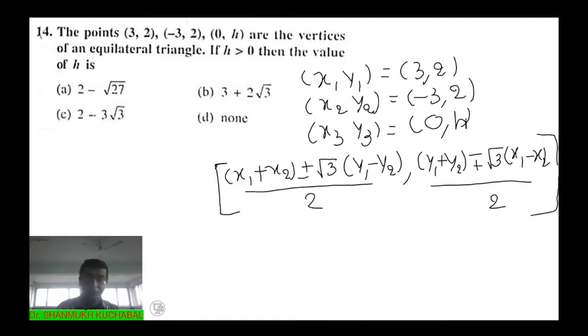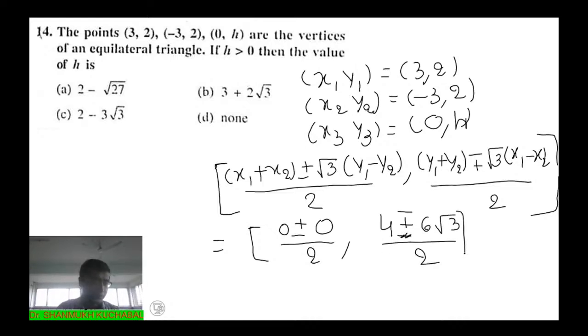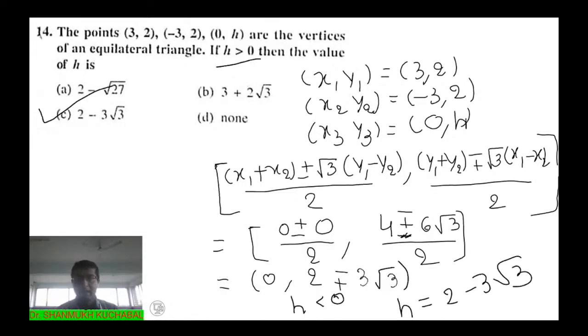Okay, so if you substitute x1, x2, x3, y1, y2, y3 in this expression, we get (0 plus or minus 0) divided by 2. Next, (4 minus or plus 6 root 3) divided by 2. So we will get the coordinate as (0, 2 minus or plus root 3), which is the right answer.